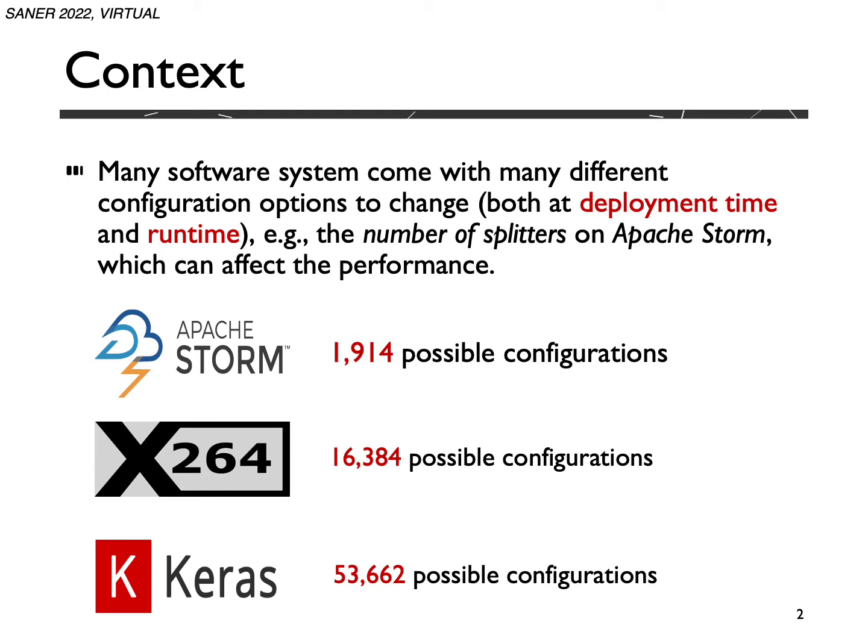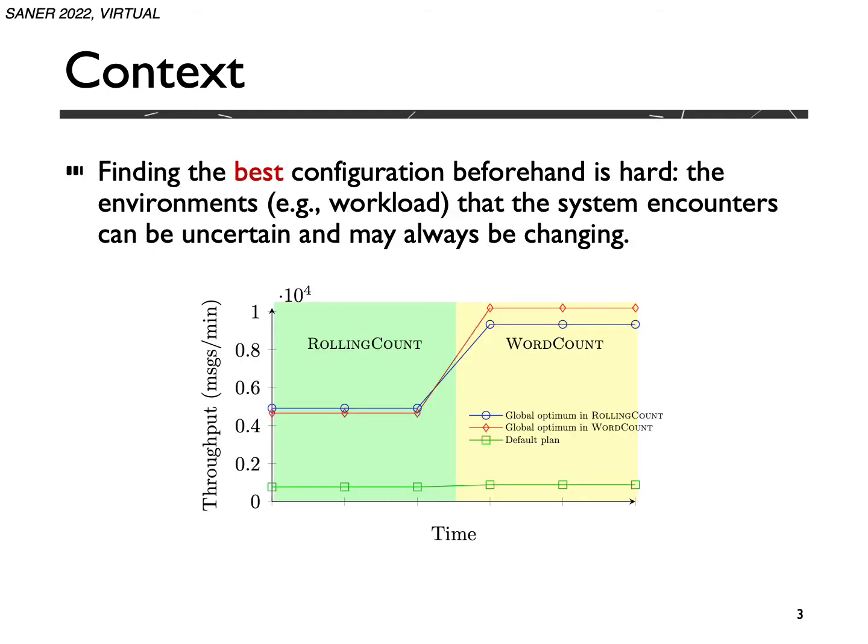As you can see here, there are a few examples of the number of configurations, and there are quite a lot, so it's very difficult to manually inspect and do the right configurations. Finding the best configuration beforehand is extremely hard, especially considering the fact that environments, for example, workload or job times, the system encounters can be uncertain and they always change when the system is running.